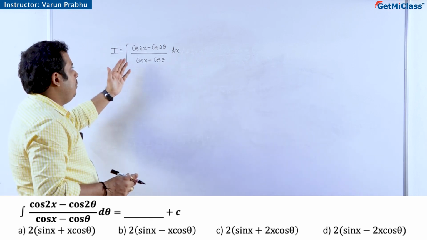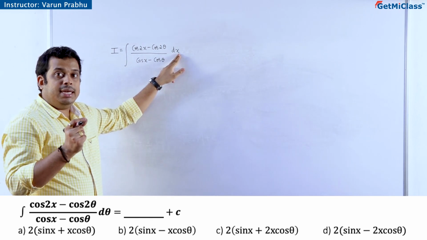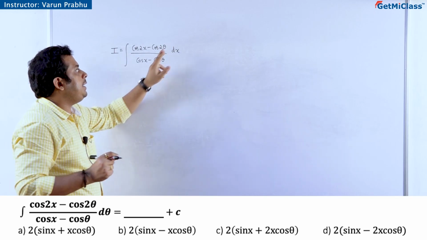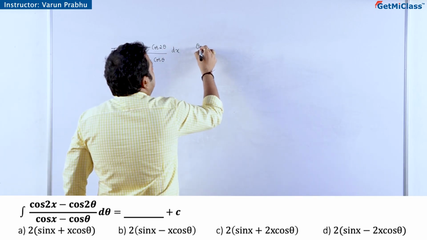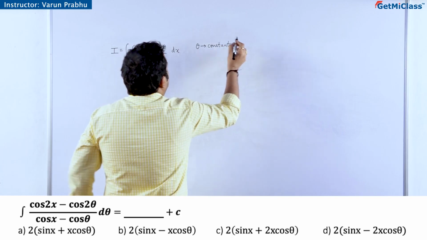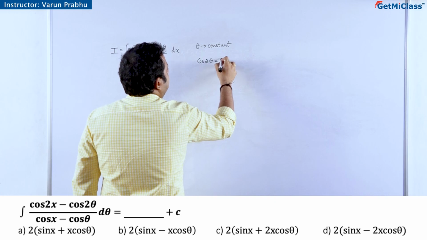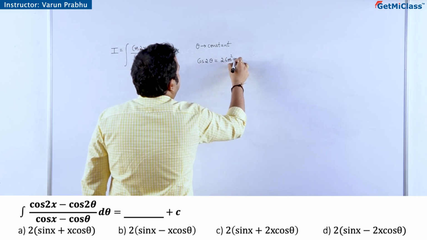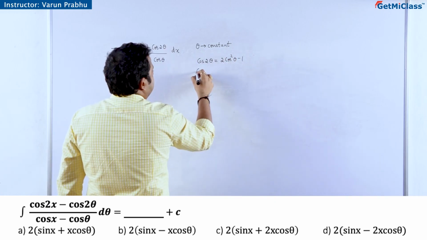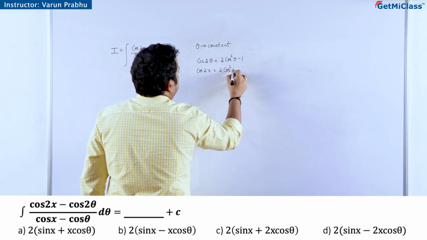If you look at this problem, understand correctly, the integrating variable is dx, which means here theta is a constant. This is what you have to know correctly. Is it okay? Now we know cos of 2 theta can be written as 2 cos squared theta minus 1. Correct or not?